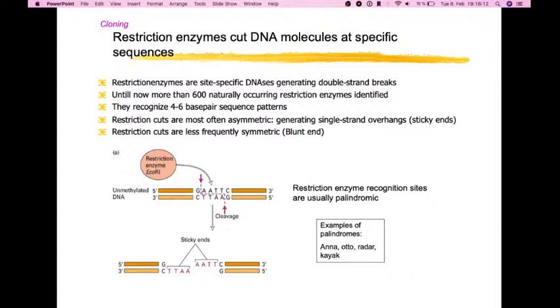So you have a restriction enzyme, E. coli, which will do a blunt cut from G, from here only, like this. Restriction enzyme recognition sites are usually palindromic. Palindromic means if you read it from the left or from the right, it spells the same. So ANA, AUTO, RADAR, KAYAK. Likewise GAATTC, CTTAAG. They produce these palindromic sequences, which read the same from both sides.